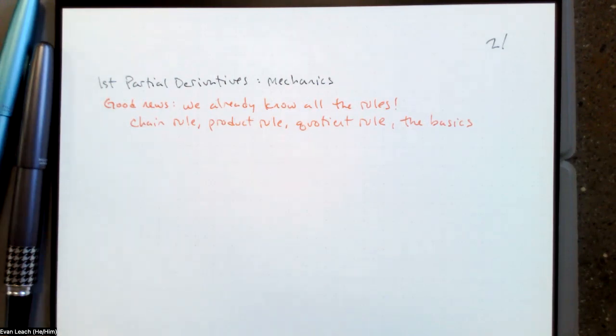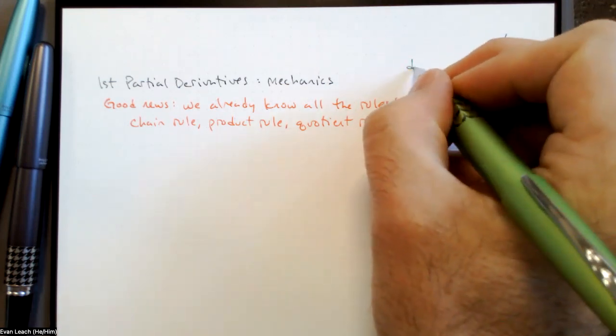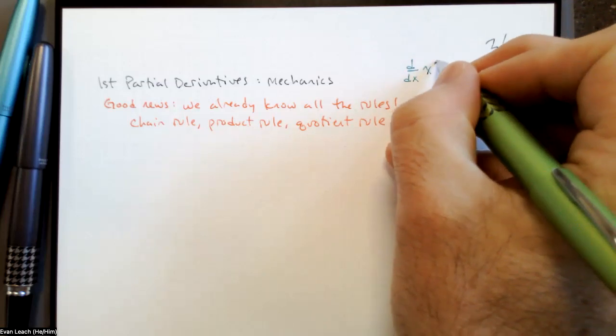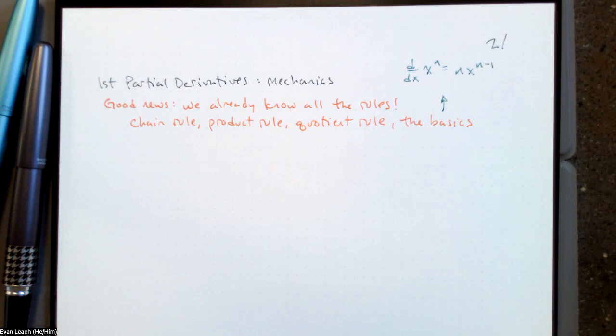The basics would be things like the derivative with respect to x of x to the n is nx to the n minus 1. Derivative of sine is cosine, derivative of cosine is negative sine, derivative of e to the kx is k e to the kx, derivative of natural log of x is 1 over x, derivative of tangent is secant squared, derivative of secant is secant tangent. All the ones that you know. The difference is now we're going to have functions of two variables.